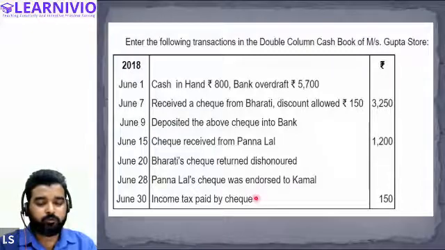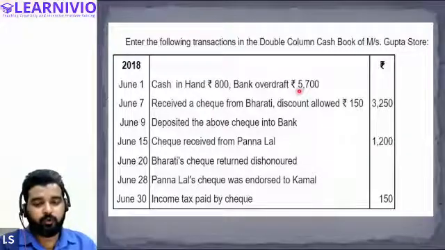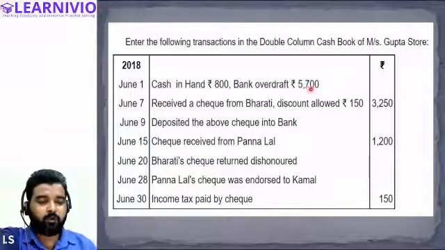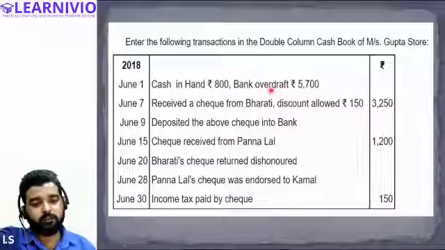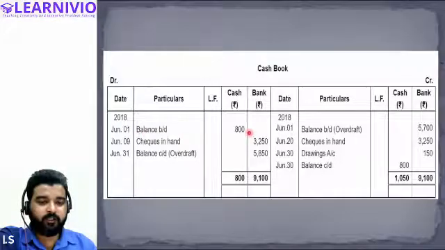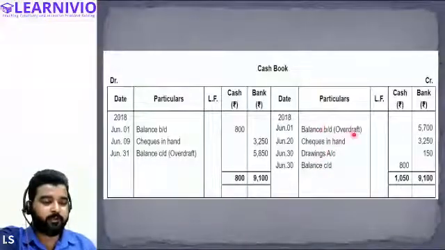check out the solution. First of all, on the 1st June, we have the cash balance and the bank overdraft. So we will record the cash on the debit side, and the overdraft on the credit side of the cash book. We will record it as To balance b/d on the debit side, and By balance b/d on the credit side. This is balance b/d 800 for cash in hand, and bank overdraft we have 5700. So we will write it here as By balance b/d, indicating overdraft, that is 5700.